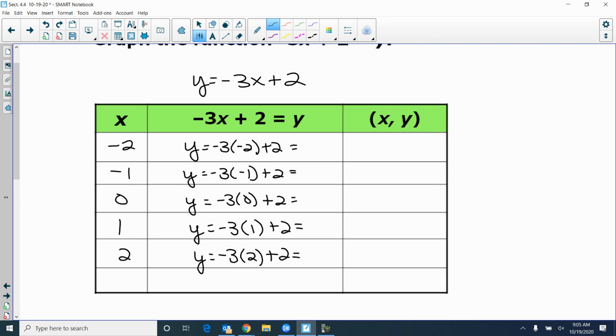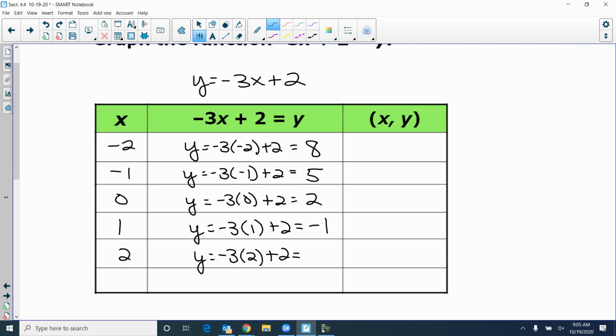-3 times -2 is what? 8. Well, hold on, yes, 8's the final answer, but what's -3 times -2? 6. 6, and 6 plus 2 is? 8, yeah, you're a human calculator. -3 times -1 is 3, plus 2. 5. Yeah, see, you don't need a calculator. -3 times 0 is 0, plus 2? Okay, good. -3 times 1? -3, and -3 plus 2? -1. Very good.